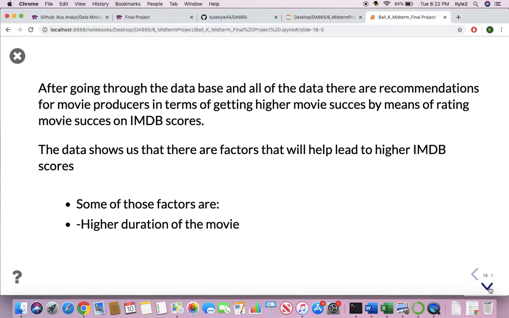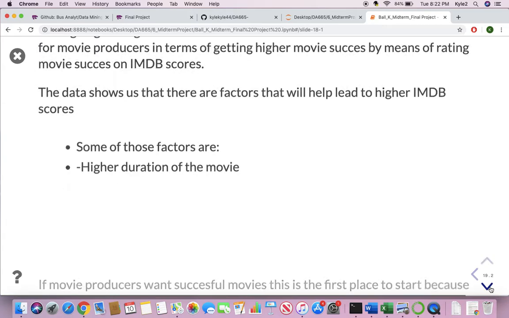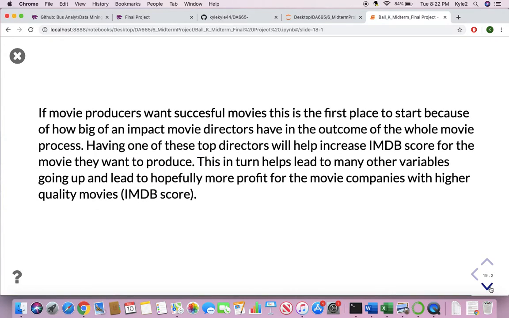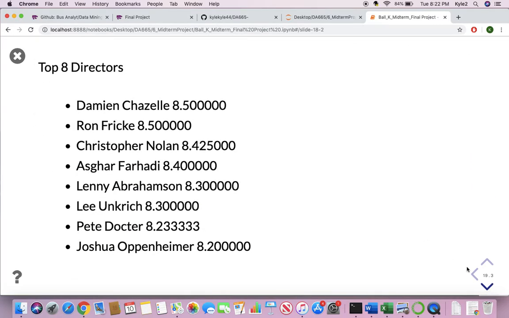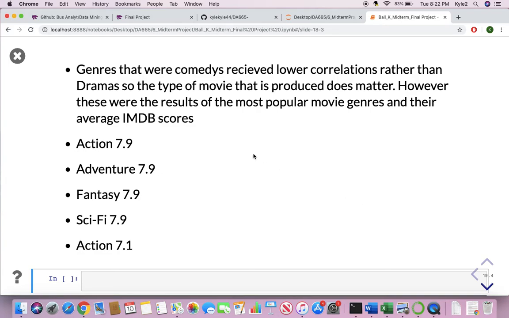Moving on to some of the other highlights of the project that I thought were important to rehash. One important feature was the duration of the movie, which led to higher scores. I thought that was important. Also, top directors. These are the top 8 directors, and I thought it was interesting. Christopher Nolan was a big name that stands out. He had a score of 8.42, and it wasn't just one movie; it was multiple.